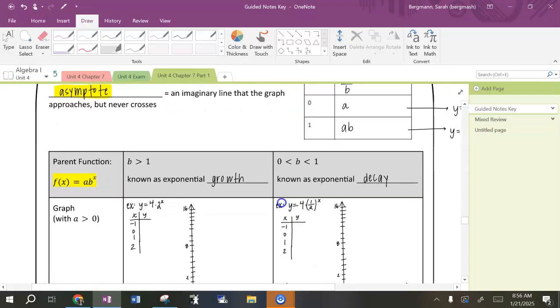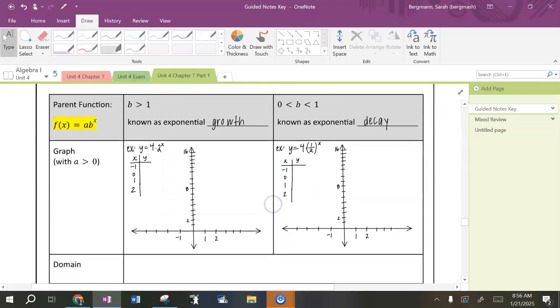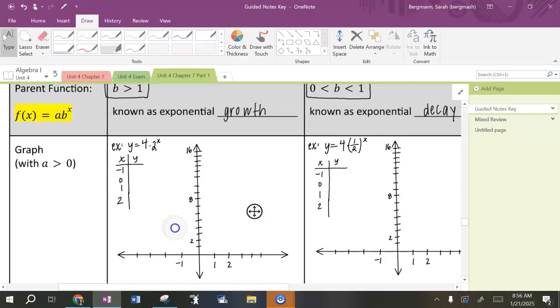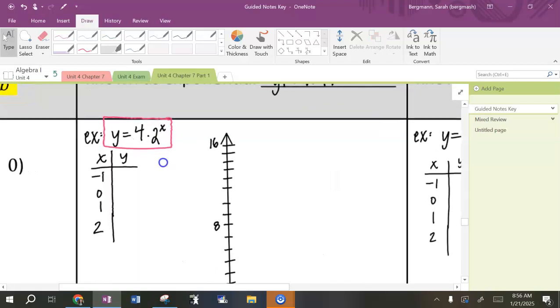Let's now use those 3 points to get an example of our 2 different types of graphs that we might see. Depending on whether the base is greater than 1 or between 0 and 1, you'll get either exponential growth or exponential decay. So let's take a look at exponential growth first. With a base greater than 1, we might use this example, 4 times 2 raised to the x power. In this case, a is equal to 4, and b is equal to 2.